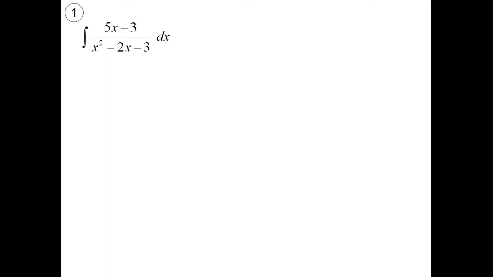All right, so for instance here, we've got the integral of 5x minus 3 over x squared plus 2x minus 3 dx. Now, it's not real easy. You could use u substitution and have u be x squared minus 2x minus 3. There's only one problem with that. There's no constant multiple that you can take the derivative of this and make it into that. So that's where our partial fraction decomposition is going to come in.